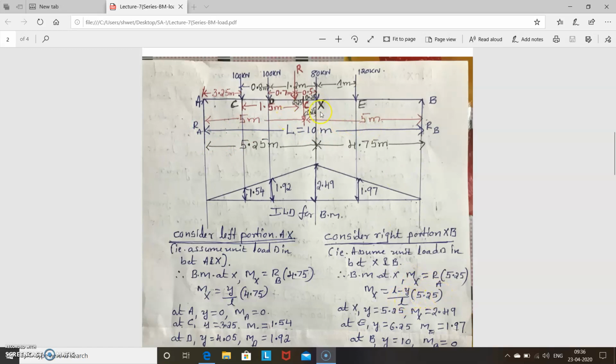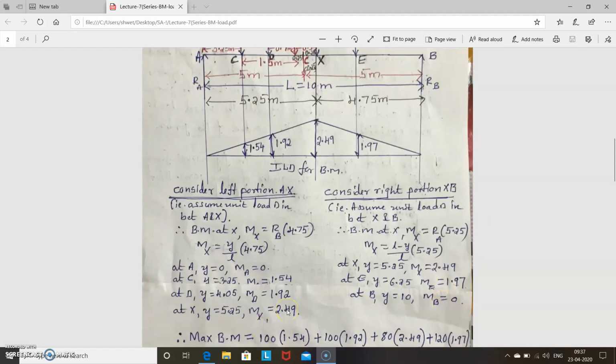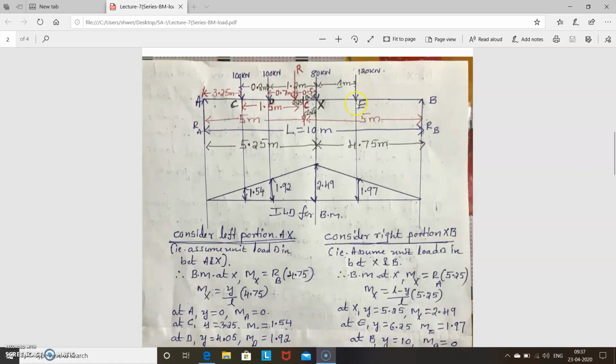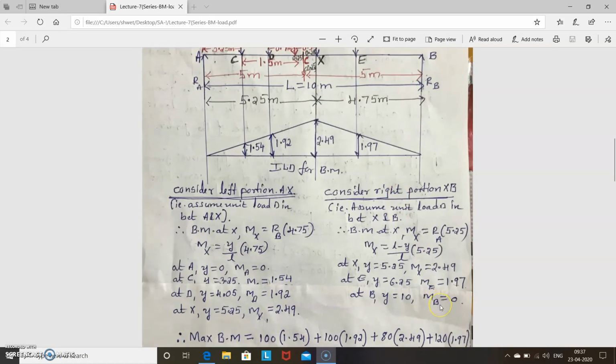Next find at different points. At X, what is y? y is equal to 5.25. So Mx, substituting in this, you get 2.49. You have to get 2.49 at the section. You have to get the same value whether you consider the left portion or the right portion. Next point is at E. That is 5.25 plus 1, that is 6.25. So ME is equal to, if you substitute in this equation, you get 1.97. The last point is at B, what is y? y is equal to the full distance 10. So MB is equal to 0.